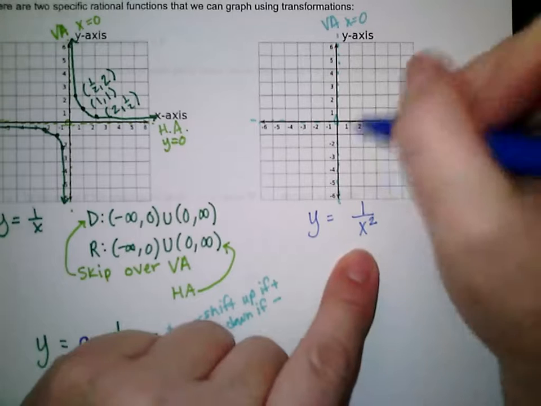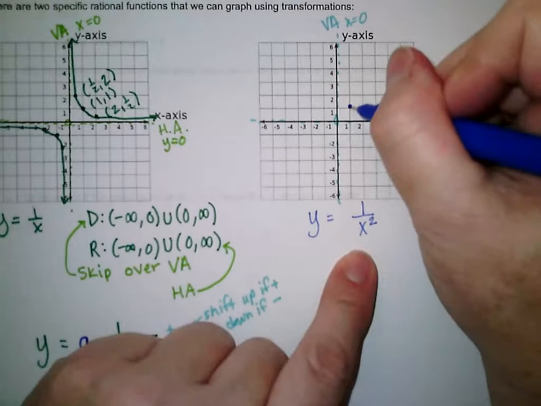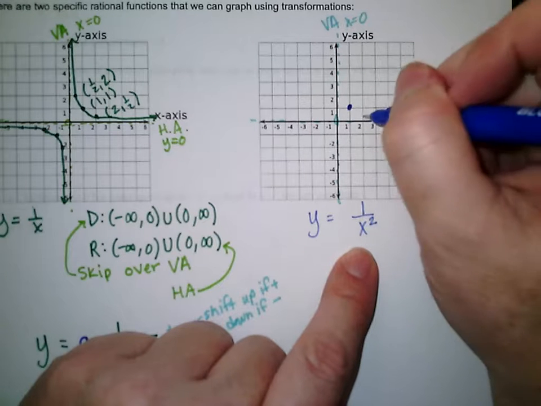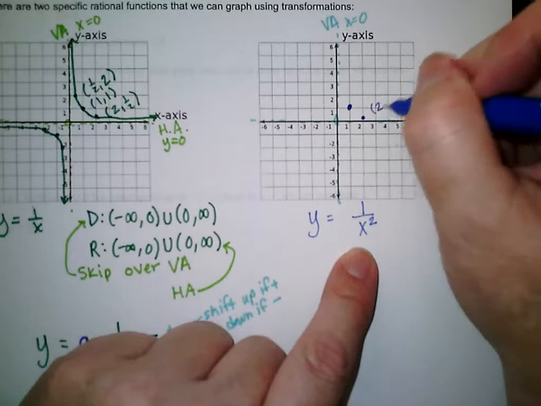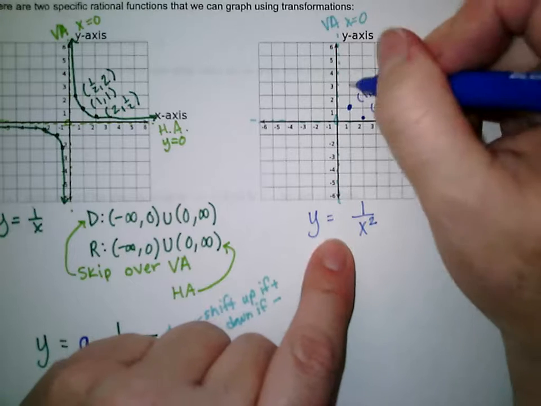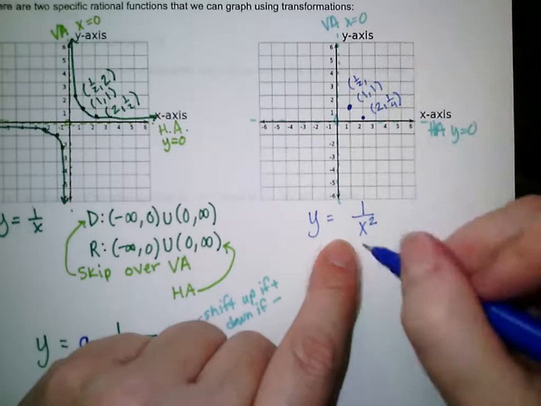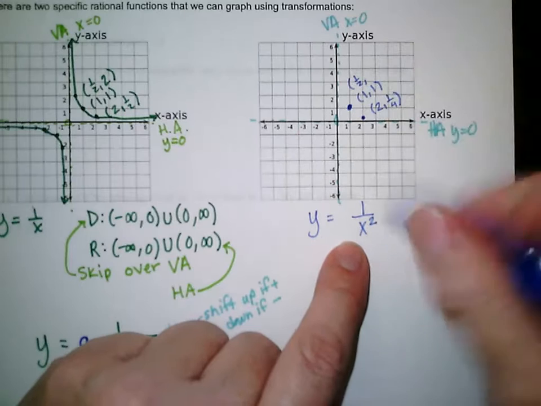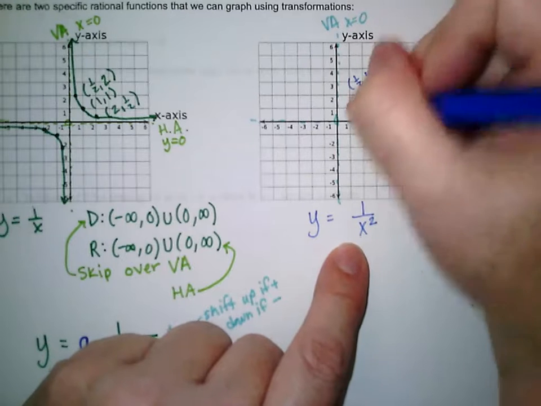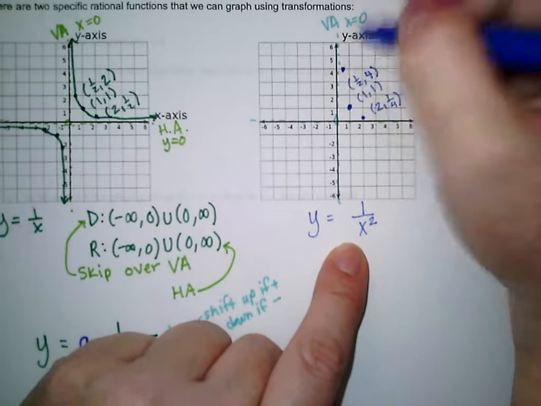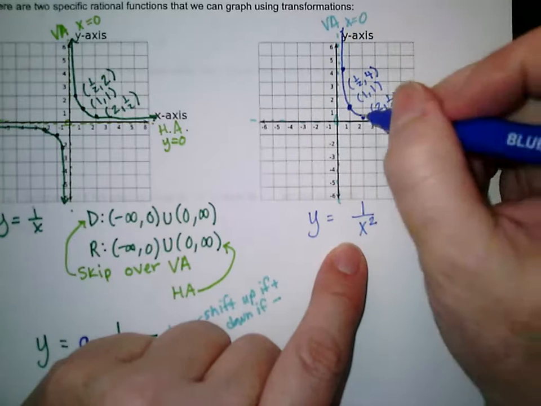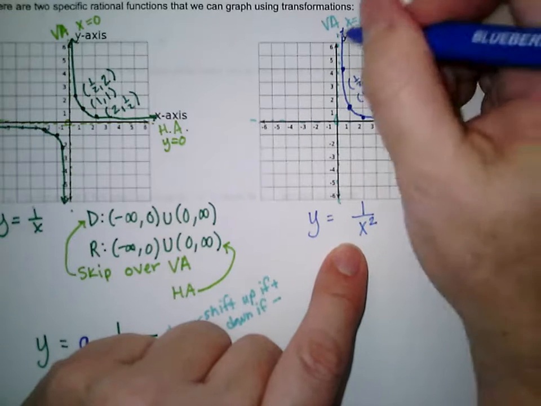Then if I input a 1, 1 over 1 squared is 1. If I input a 2, I'll have 1 over 2 squared, which is 1/4. So 2, 1/4; 1, 1. And if I input a 1/2, then I'll do 1 over 1/2 squared, which is 1 over 1/4, which would be 4. So 1/2, 4.